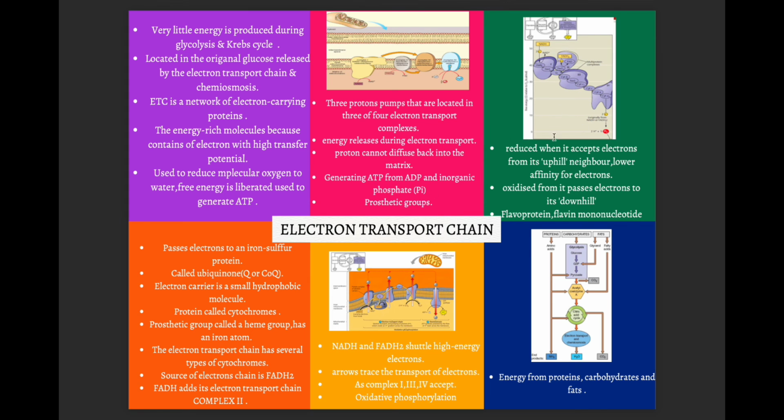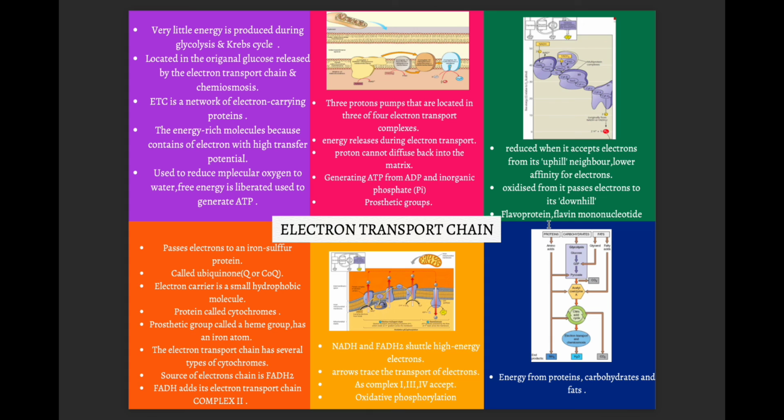Next, during electron transport along the chain, electron carriers alternate between reduced and oxidized states as they accept and donate electrons. The first point is that a carrier is reduced when it accepts electrons from its uphill neighbor, which has a lower affinity for electrons. The second is that it is oxidized when it passes the electrons to its downhill neighbor. And the third, a flavoprotein.